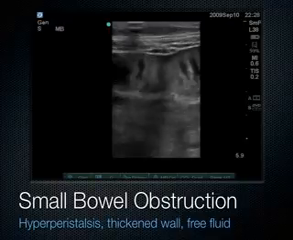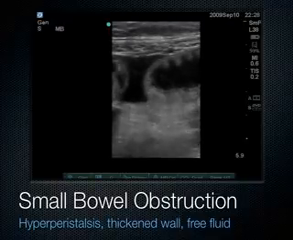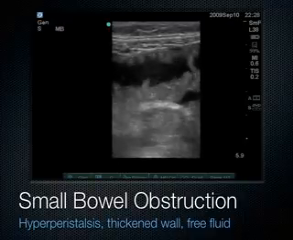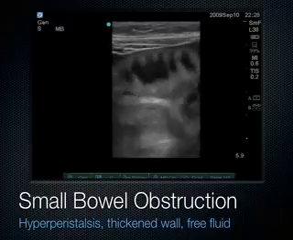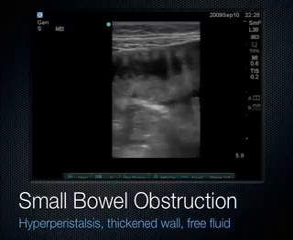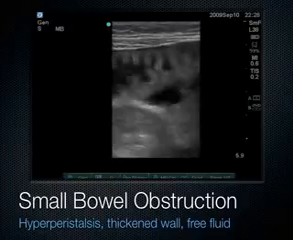and it definitely has thickened wall, and if we look adjacent to it, there's even free fluid between two of these loops of bowel. When you see free fluid like that between two loops of bowel in a patient with a small bowel obstruction, that's a surgical emergency. The presence of free fluid means we need to go to the operating room now on this patient.